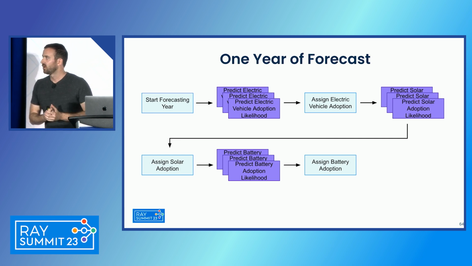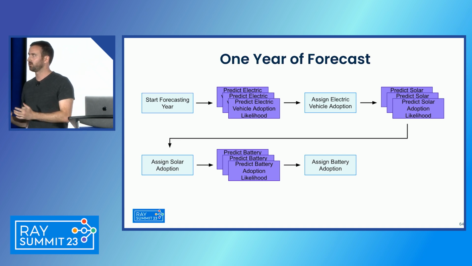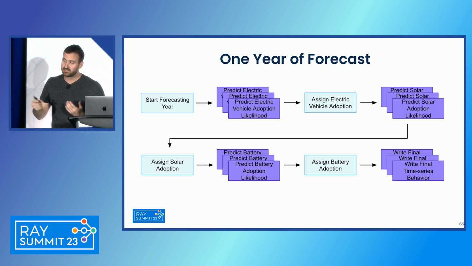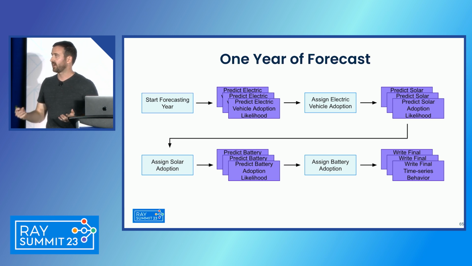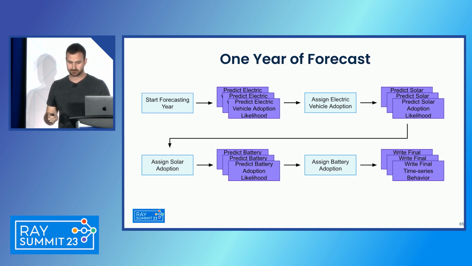And then as well, in all of these steps, there's a lot of time series input and output, which makes the data challenges very important. Eventually, we'll have that final result, and then we'll be able to write that output in parallel from all those batch forecaster actors.